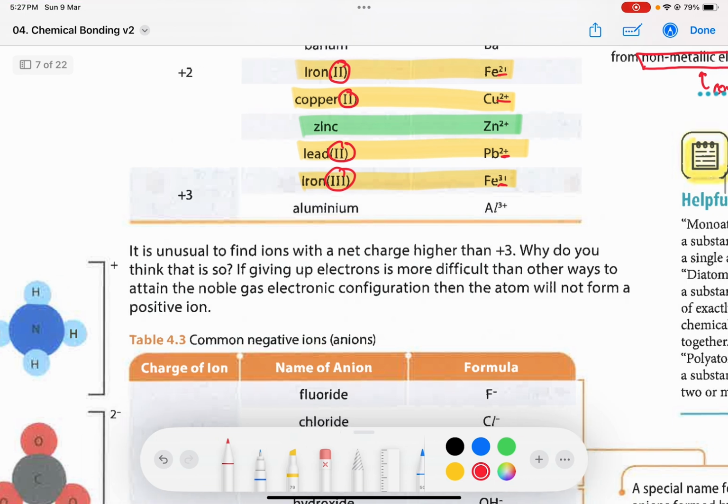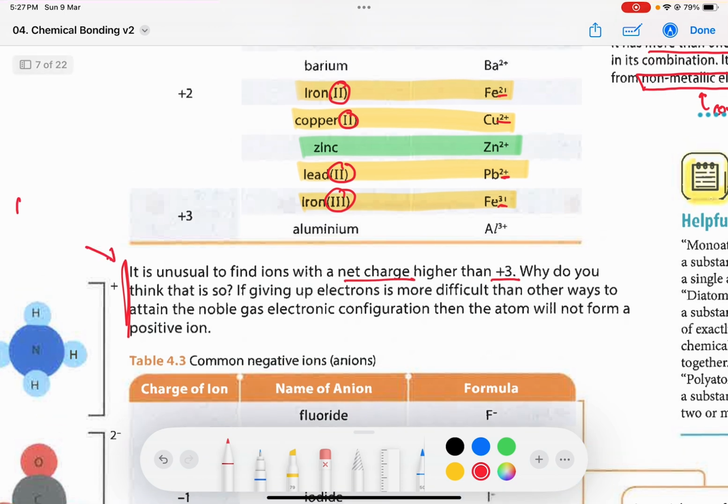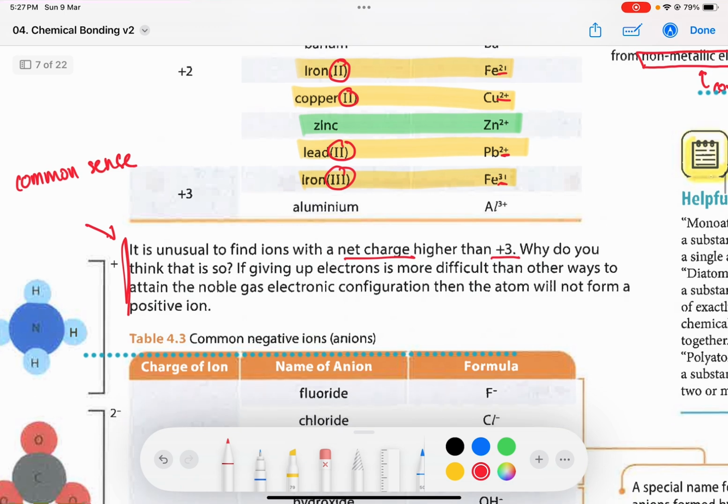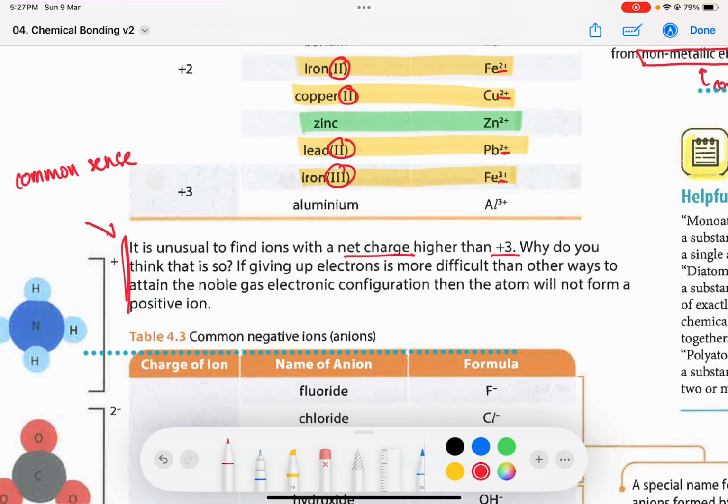Let's go to here first before we go into the negative ions. So this one here, they say it's unusual to find ions with a net charge of higher than +3. So why is it so? Actually, I'll tell you, it's common sense. Very common sense. It's really because once it reaches 4, it can either lose 4 or gain 4, right? Once it goes more than that, it's actually easier to gain than to lose electrons. That's why 3 plus is the max normally you will see with regard to ions. You will not get 4 plus, 5 plus, 6 plus, seldom.